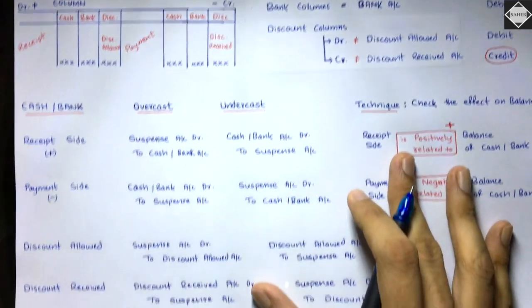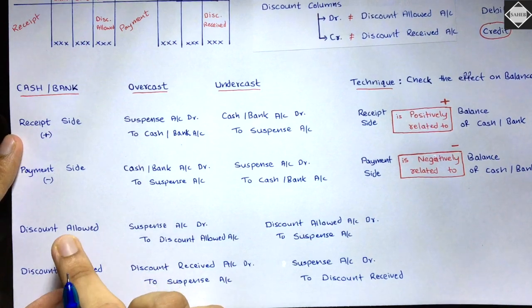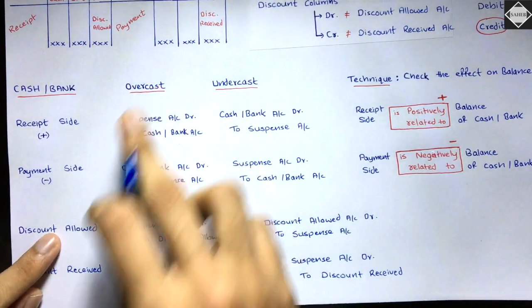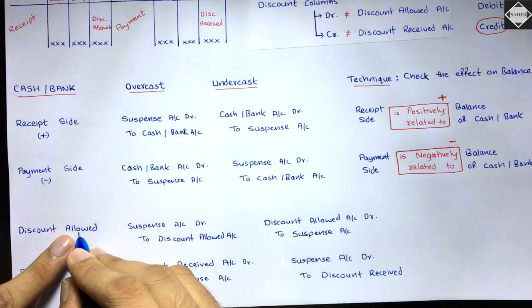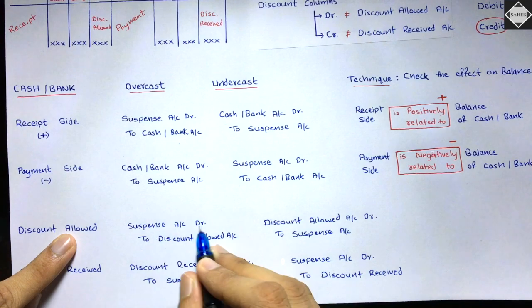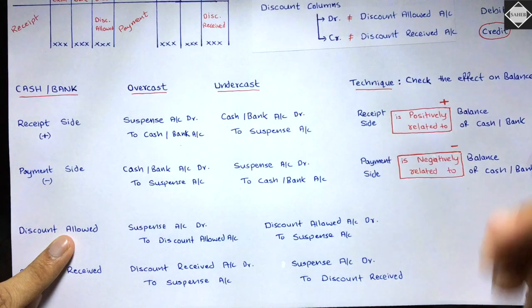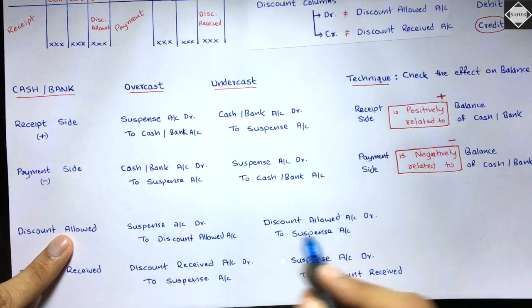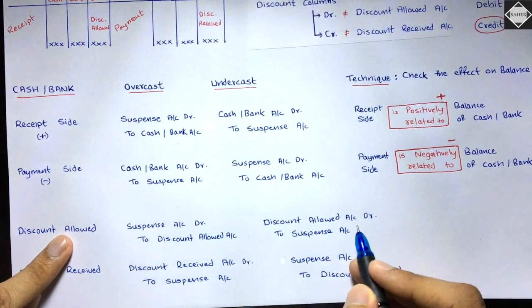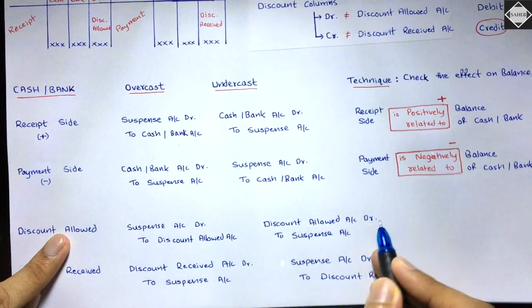Now then we have discount allowed and discount received. In case of discount allowed, this is an expense. It has a debit balance. So whenever it is overcast, you just have to decrease it. It has a debit balance, so to decrease it, you will credit that. Suspense account debit to discount allowed. Clear? And whenever it is undercast, less than what it's supposed to be, then you have to increase. To increase, it has a debit balance, so you will debit that. Complete the entry with suspense: discount allowed debit to suspense.